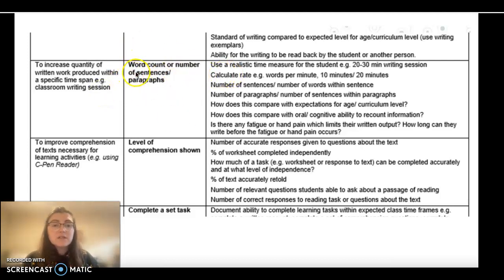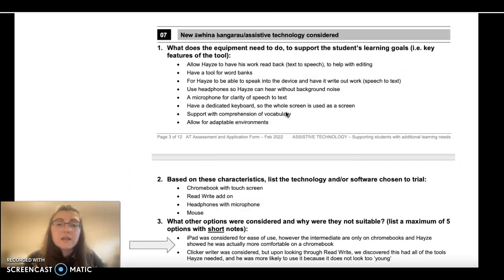And so it says, what is it looking at? So word count, number of sentences and paragraphs, and it gives you very clear guidelines. So use a realistic time measure for the student, for example, 20 to 30 minutes. Calculate the rate. So for example, how many words per minute, how many sentences, how many paragraphs were in that piece of work, and how does this compare with expectations for their current age. And so you do that for your pre-data and for your post-data, and it super clearly shows the difference that it's made. So we'll go into that in a little bit more detail soon.